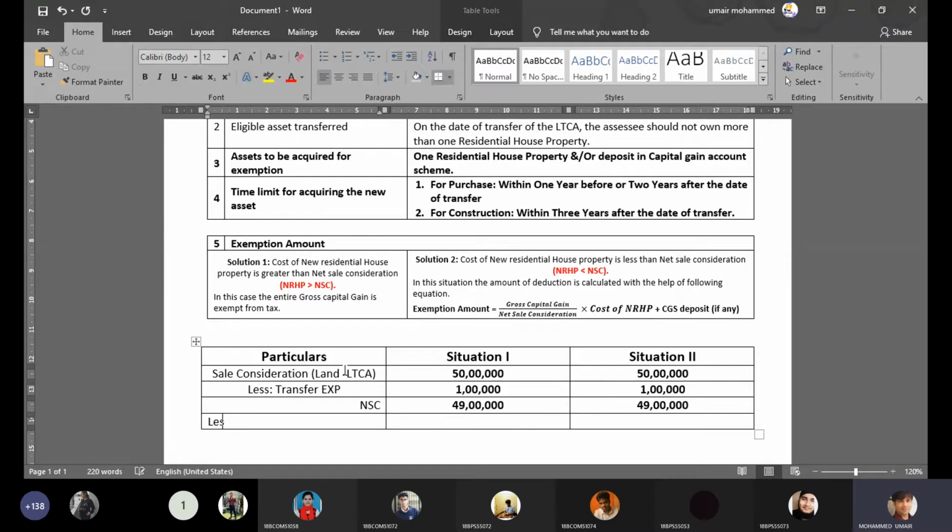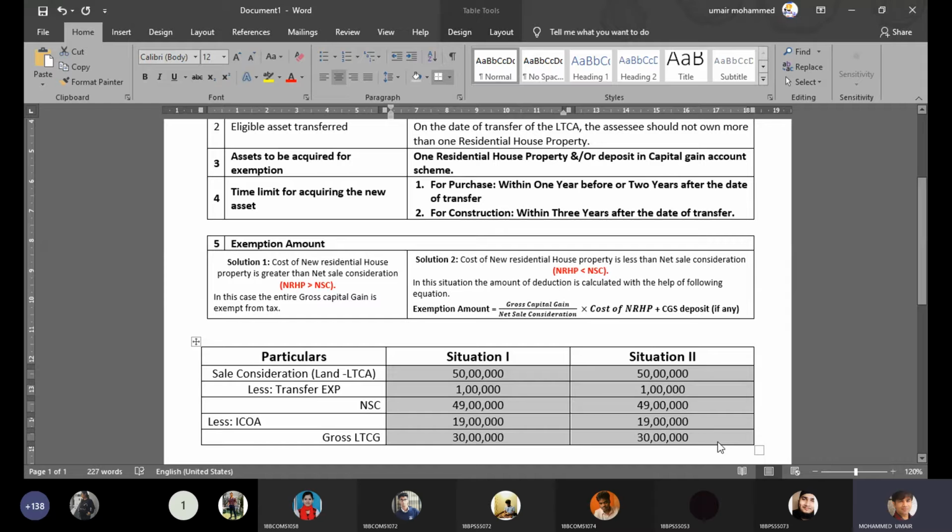Now, from this, let's deduct the indexed cost of acquisition. Let's assume the indexed cost of acquisition in both the cases is also the same, 19 lakhs. Our gross long-term capital gain, which is... So from here onwards, you should be a little more cautious, because for deductions, we have to decide whether to use the equation or not.